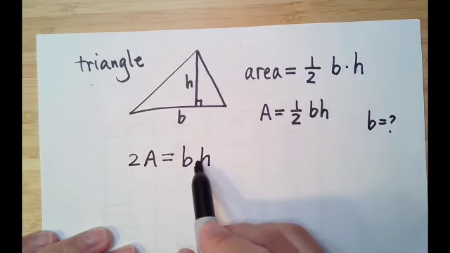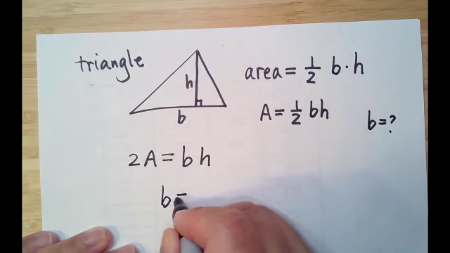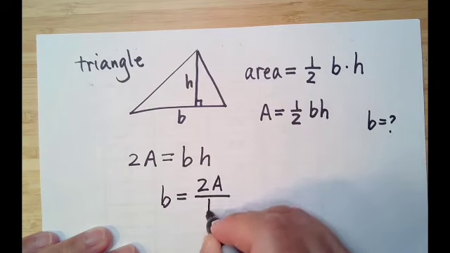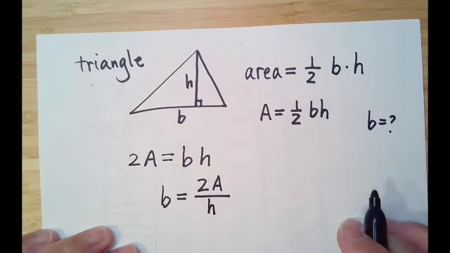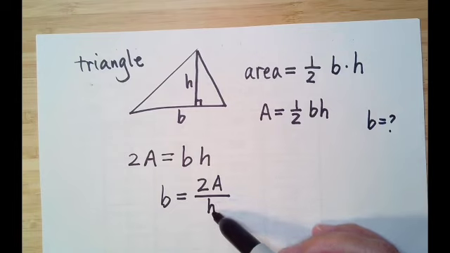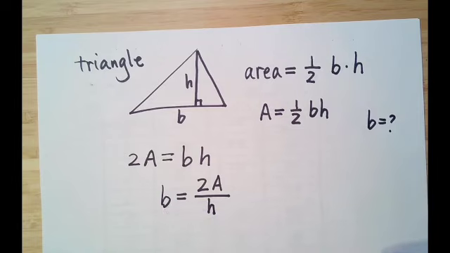I have an h here, which is multiplication, so I will divide by h. Then my b will be just 2a over h. Okay, so this is a given area, given height. Can you find the base, the length of the base? Yes. Okay, so that's this one.